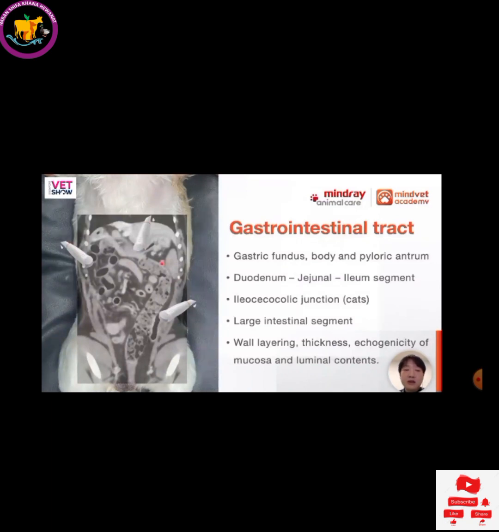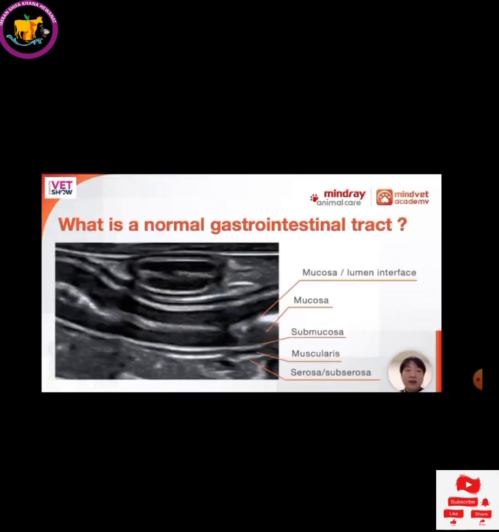Ultrasound examination of the gastrointestinal tract should include the stomach, gastric fundus, body and pyloric antrum, duodenum, jejunum, ileum, ileocolic junction, and colon. Each segment should be examined in both the longitudinal and transverse plane. In addition, for each segment, evaluate the wall layering, thickness, and echogenicity of the mucosa and luminal content. What is the normal gastrointestinal tract?